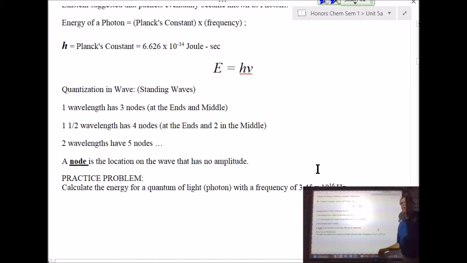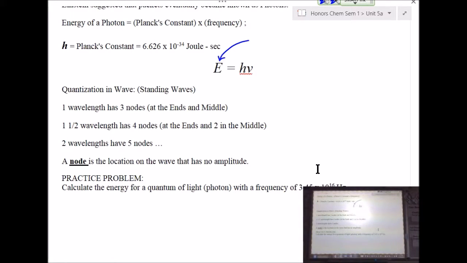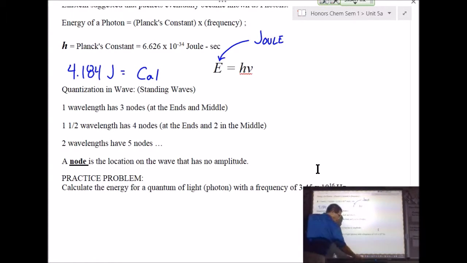When we look at E, E is the energy. Now, in here, we don't talk about calories. We don't talk about BTUs. We talk about joules. A joule is a unit of energy. We'll talk about kilojoules later on, but today we're just talking about joules. There are actually 4.184 joules in every calorie. We don't care about that. We're never going to do any conversions between those.